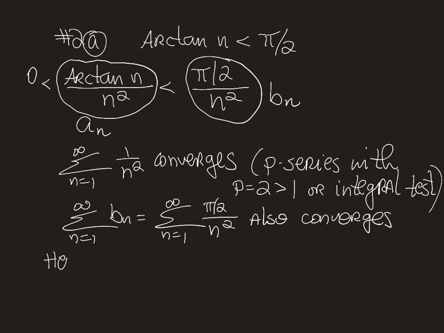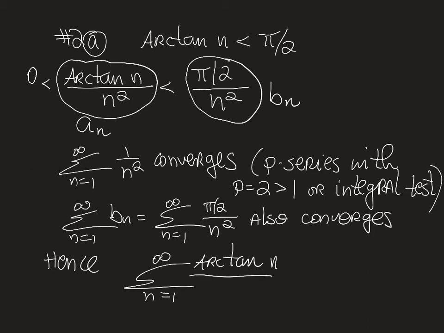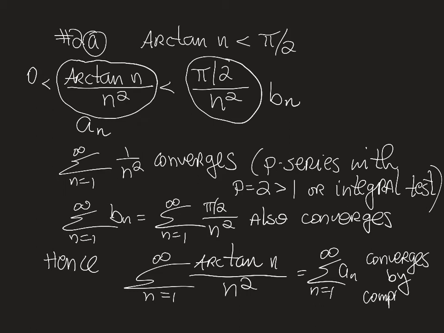And since b sub n is greater than a sub n, term by term, we can conclude that the series n equals 1 to infinity arctan of n over n squared, which is the a sub n series, also converges. And the reason is the comparison test, or the direct comparison test, whatever you want to call it. So I'll just call it the comparison test. And this is the appropriate way to use it.